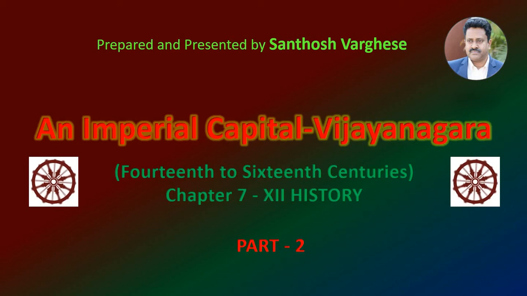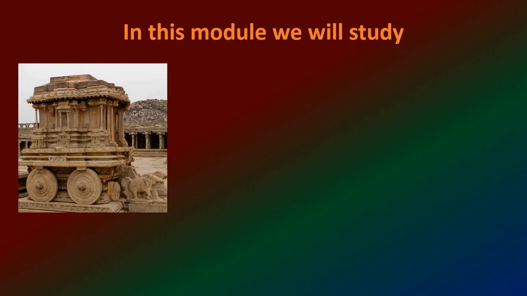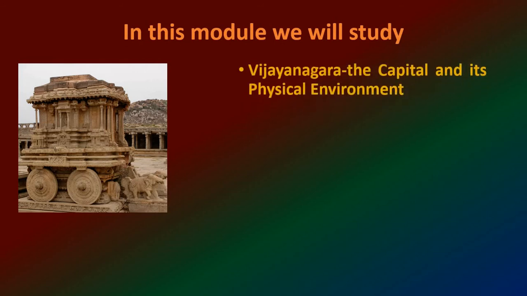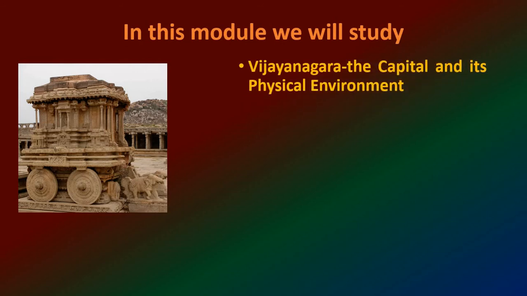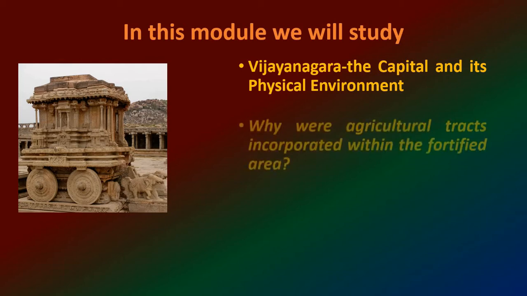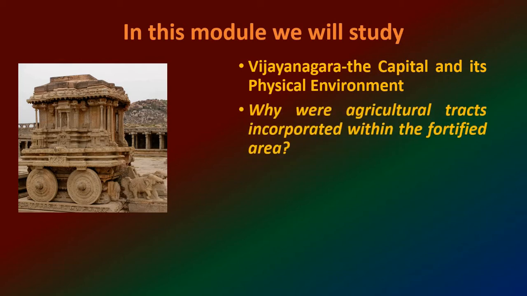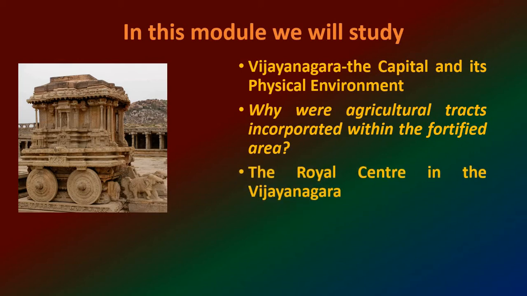Hello students, we continue studying the 7th chapter of history, Imperial capital Vijayanagara. In this module we will study Vijayanagara, the capital and its physical environment, why agricultural tracts were incorporated within the fortified area, and the royal center in Vijayanagara.